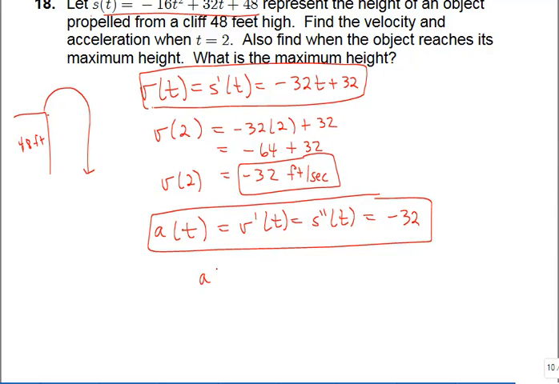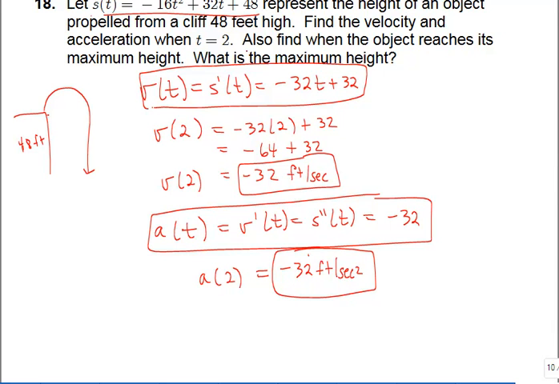So what would be the acceleration at time 2? Notice that this acceleration function doesn't have a t left in it. And that's because acceleration due to gravity on Earth is always constant. It's always negative 32 feet per second squared, no matter what time you're looking at. The acceleration is constant. So this acceleration at time 2 will be negative 32 feet per second squared. That would also be the acceleration at time 3, at time 4, and so on. So there's that g that we were talking about a moment ago.